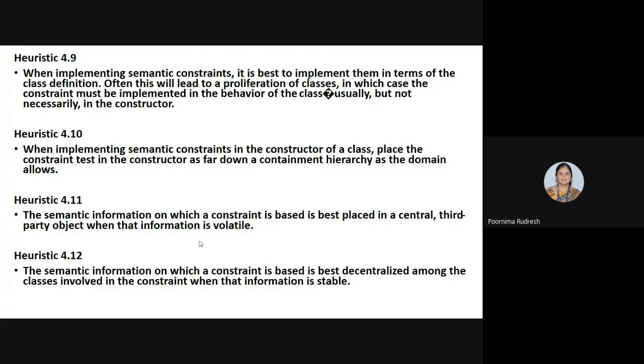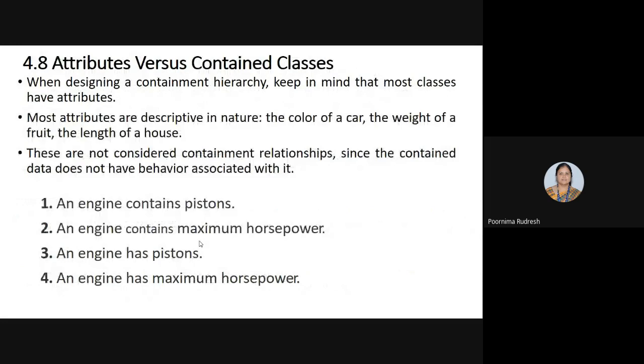So these are the 4 different heuristics given for the semantic constraint. Right. So next we'll move on to attributes versus contained classes. So what are attributes versus contained classes?